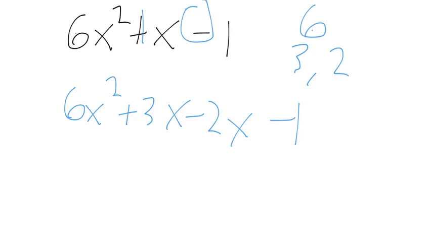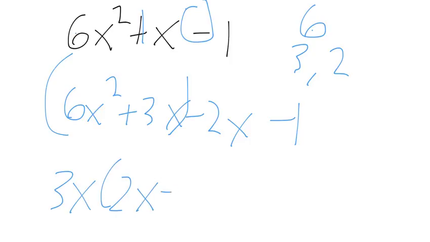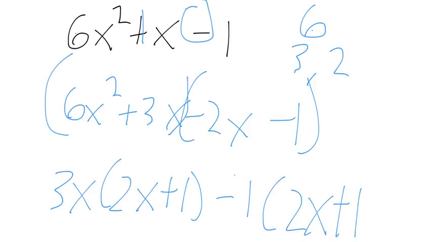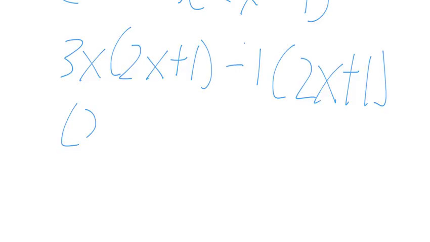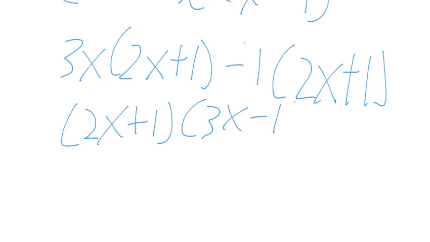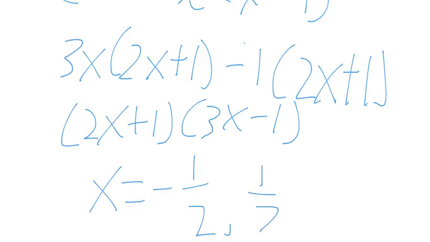6x squared plus 3x. Now if we want to group those terms together, we could factor 3x out of both of those, so that would leave us with 2x plus 1. Then for these last two terms, if we factor out a minus 1, we're left with 2x plus 1. So factoring by grouping, that would be 2x plus 1 times 3x minus 1. So that tells you that our last two zeros are negative 1/2, which was one of our original possible rational zeros, and also positive 1/3.